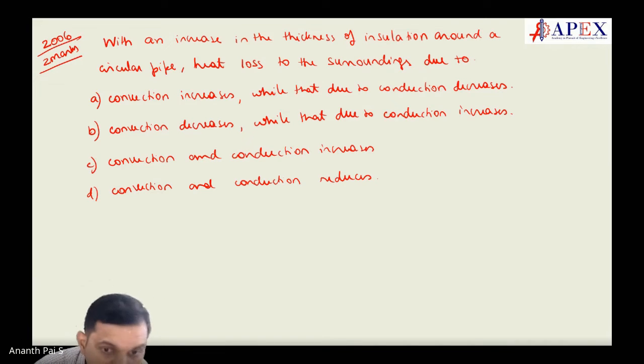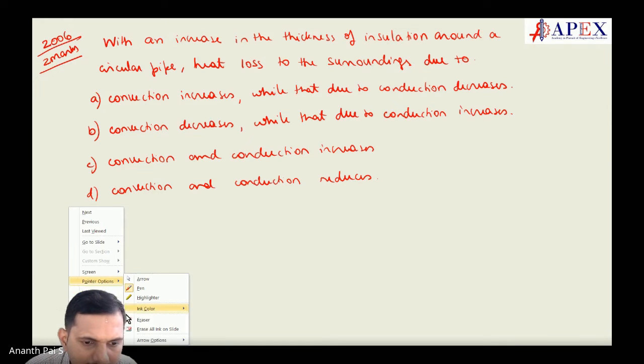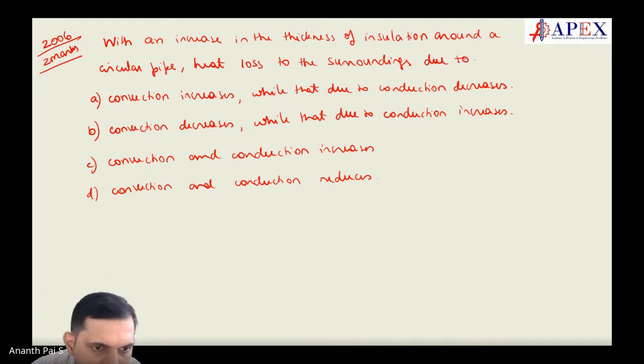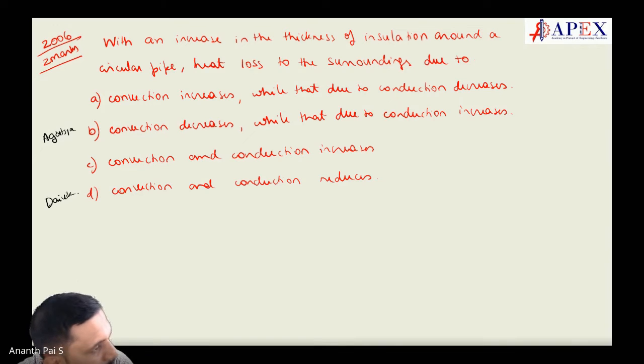D is convection and conduction reduce. Okay, this is given by our Devik. Others, come on, online students. Think and answer. Trishul: B, sir. B.